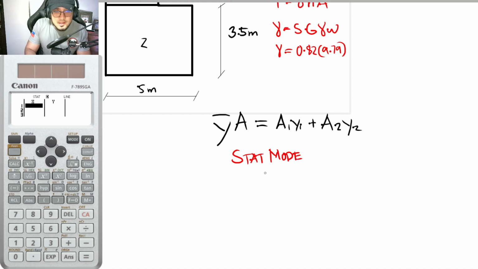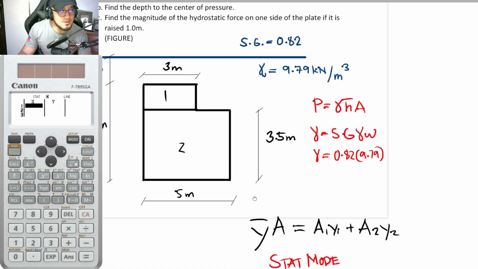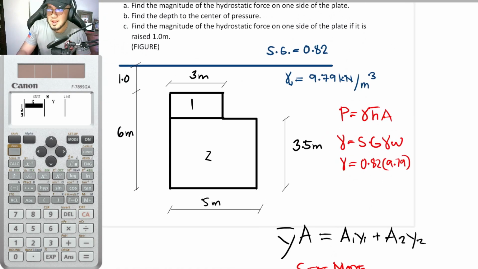So for the X column, I would be using this for the area. And for Y, I would be using this for the location of the centroids, or bar Y. So the Y location. Looking at the calculator, this is now divided into two shapes. So we have here our first shape and our second shape.